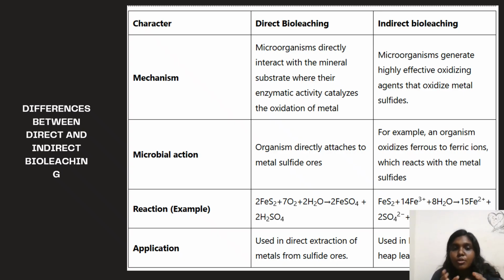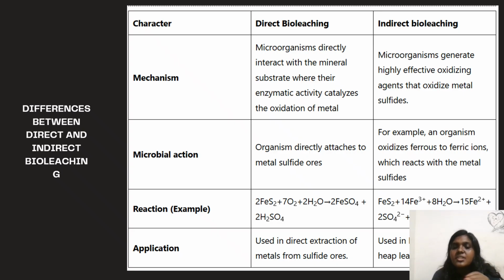The microbial action involved is that the microorganisms directly attach to the metal sulfide ores, and in indirect bioleaching, an organism oxidizes ferrous to ferric ions, which react with the metal sulfides, which we saw in the previous slides. The application of direct bioleaching is in the direct extraction of the metals from sulfide ores, like in situ leaching, where the direct extraction is being done. Here, we need not transfer the metal ions from one place to another. Instead, by spraying the microorganisms in that place, the metal ions can be extracted easily.